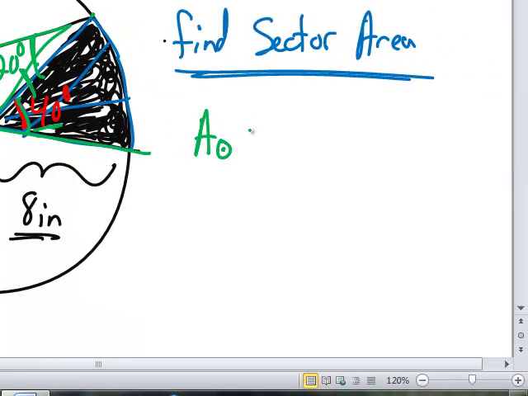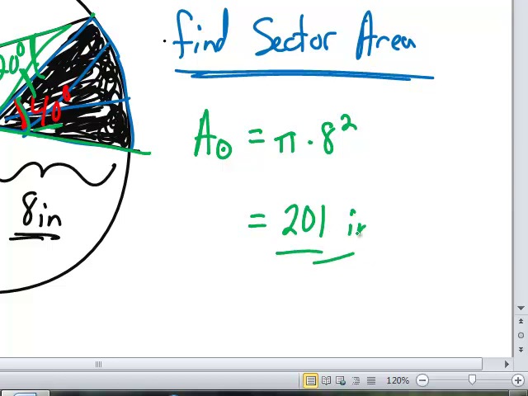Well, we find the area of the whole circle by doing what? So pi times 8 squared, which is going to be what? 201, almost? 200.96. So 201 is close enough. That's inches squared. And then what?